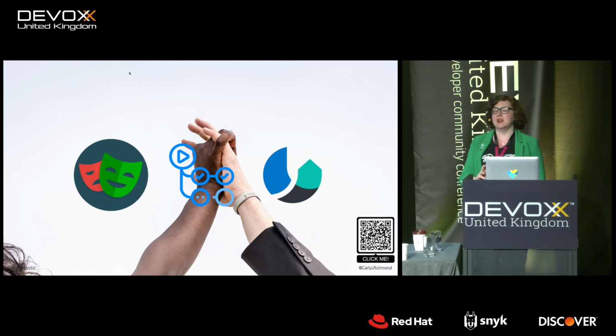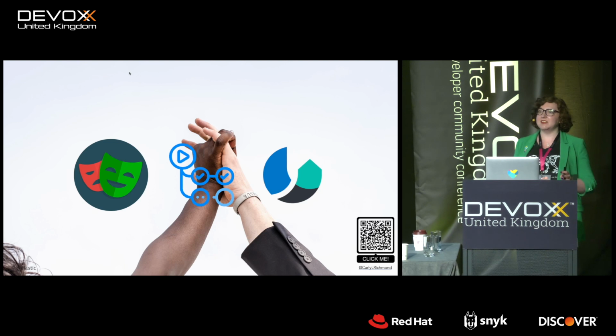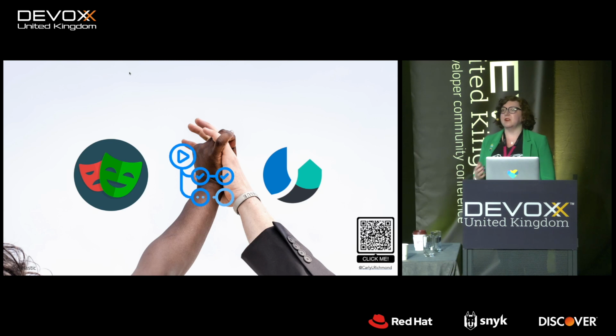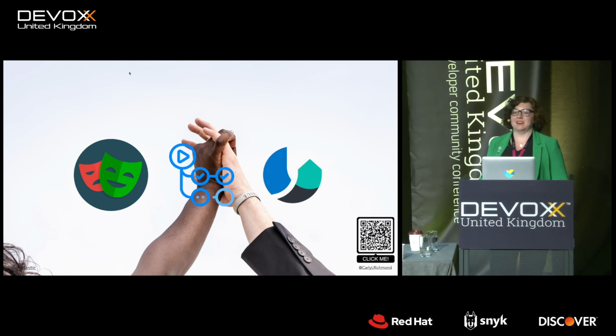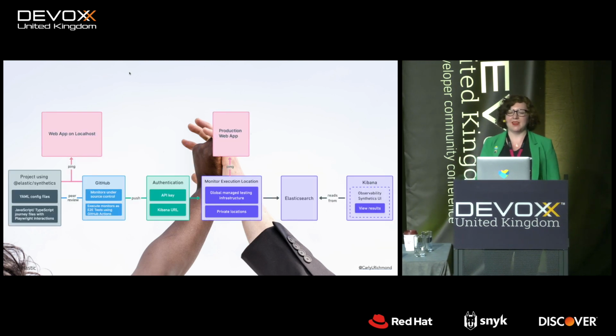So if anyone wants to scan the QR code, you'll get access to a GitHub repo to go and play afterwards. But the tool set I'm going to walk through today is how you can achieve this using Playwright, an end-to-end testing and automation framework maintained by Microsoft, GitHub Actions, i.e. a CI platform, and Elastic Synthetics for the monitoring, which will take those Playwright monitors and pull them into Elastic. So let's talk about how this is going to work. Where do all these pieces fit?